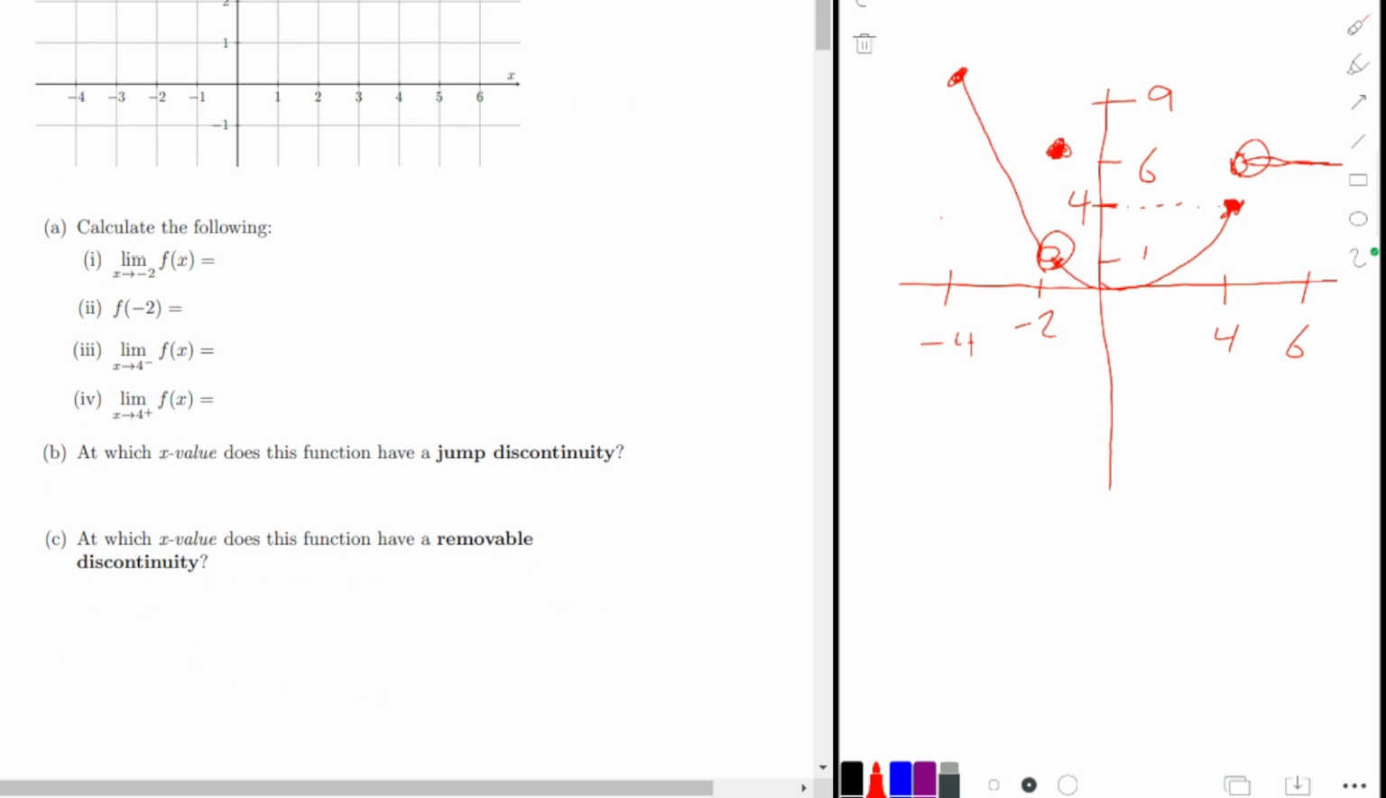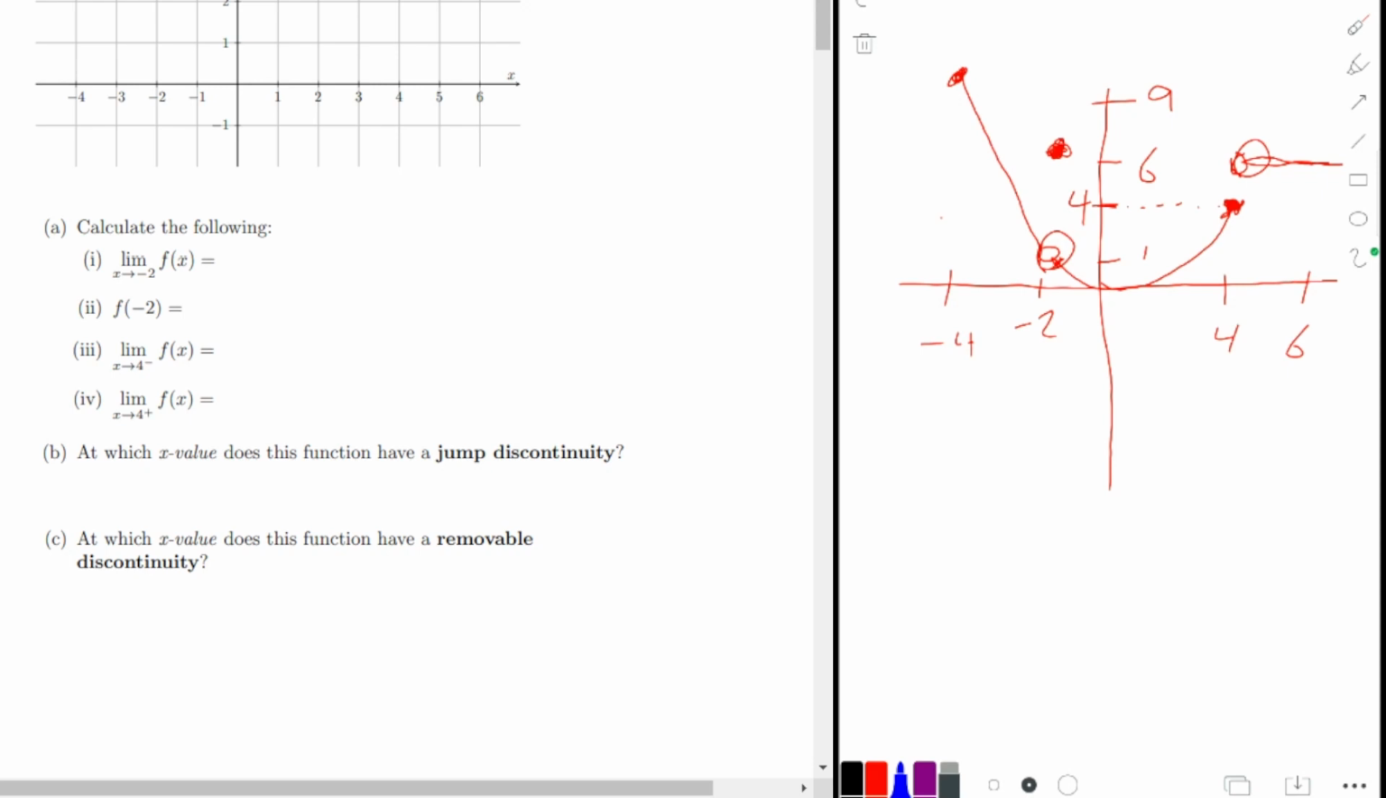I want to revisit the definitions of jump discontinuity and removable discontinuity. I'm not sure what mnemonic devices we're using to commit these to memory, but a jump discontinuity is real easy to look for because the graph is literally making a jump in space. It is jumping from one height up to another. Sometimes the jump goes down, but in this case it jumps up.